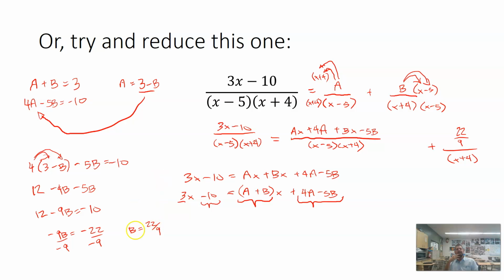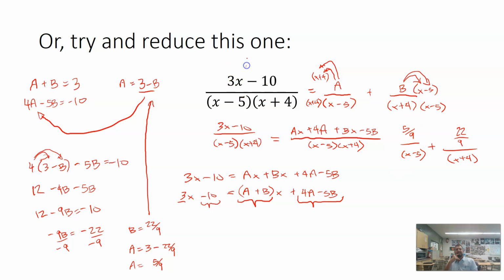Now that I know what b is, I can just take that b and plug it back into that equation, and I would find that a is equal to 3 minus 22 over 9. I know that's a little bit difficult to try and visualize. You might have to use your calculator to find that, but that turns out to be 5/9. So a in this case is equal to 5/9, so I get 5/9 over x minus 5.